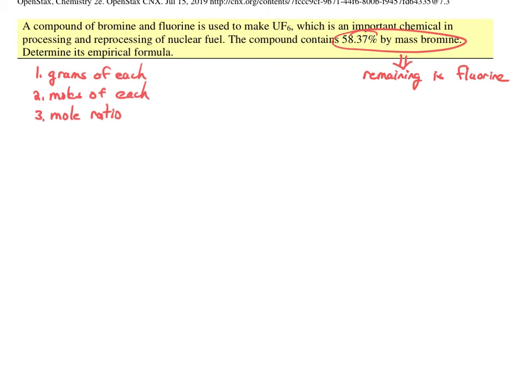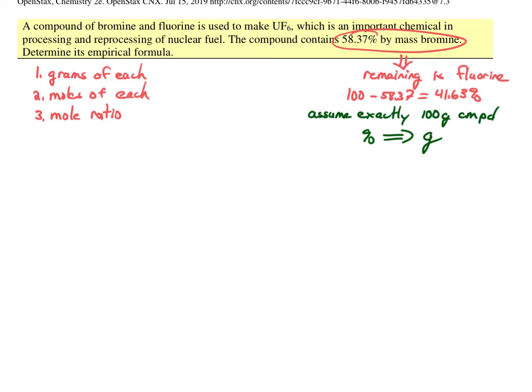So if it's 58.37% by mass bromine, 100 minus 58.37 is going to give us our mass percent of fluorine, which is 41.63%. So we assume we have 100 grams. And that means that's going to convert our percent to grams.